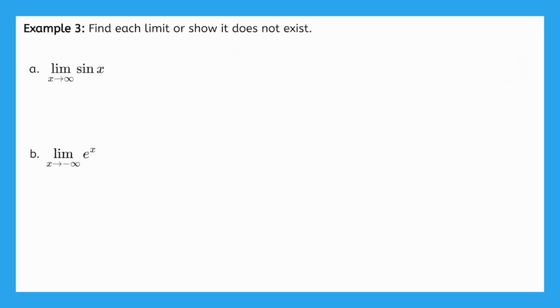Let's wrap up this lesson with these two limits. Based on what you know about trigonometric and exponential functions, try to figure these out on your own. Pause the video now.